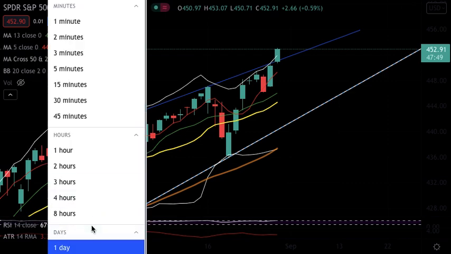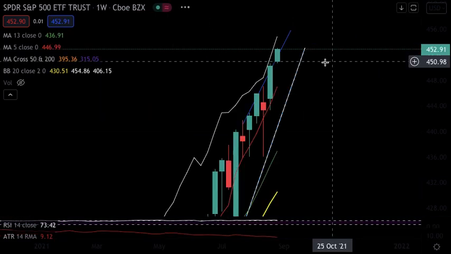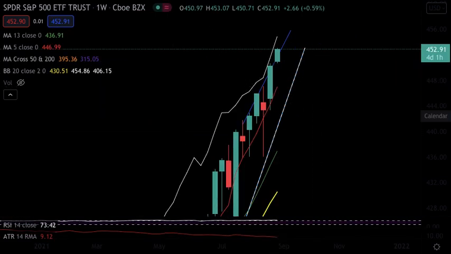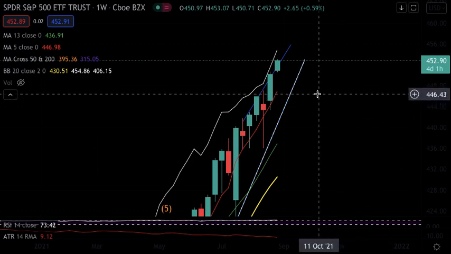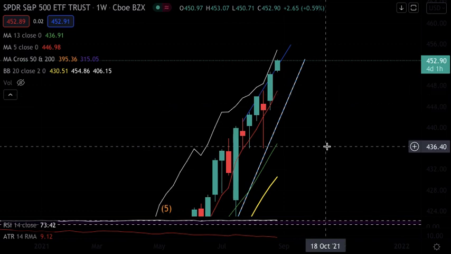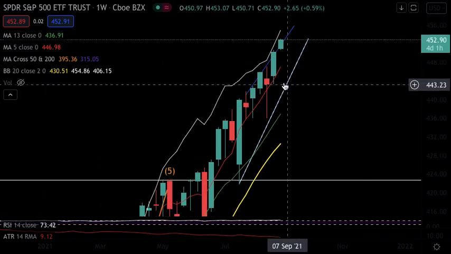Okay, now if we check the weekly chart, the 5-day moving average is currently at 446.99. We'll say 447. Okay, so if you see SPY dropping down to 447 or a little lower, don't panic. In my opinion, that's a good zone to buy. Alright, where the 5-day moving average is based on the weekly chart.